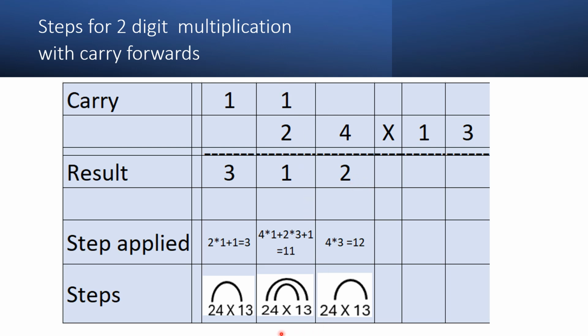Here in 24 into 13, we have two pairs, 2 into 3 plus 4 into 1, and plus 1, the carry that we have to add here, which gives 11. So we keep the 1 here and forward the carry 1 to the next digit. And here we have the last pair, that is 2 into 1 plus the carry forward 1, equal to 3. So the answer is 312.